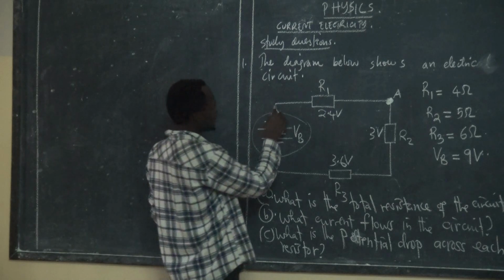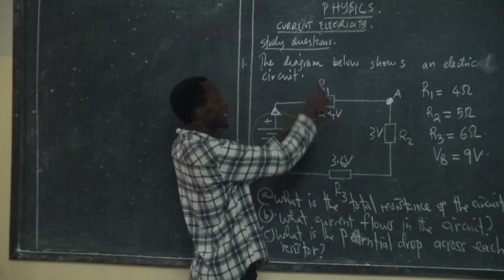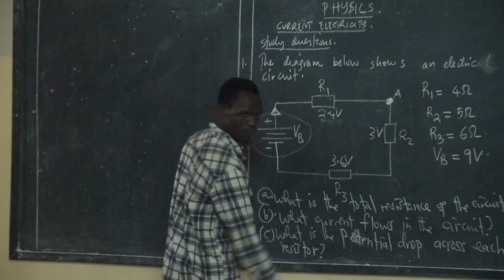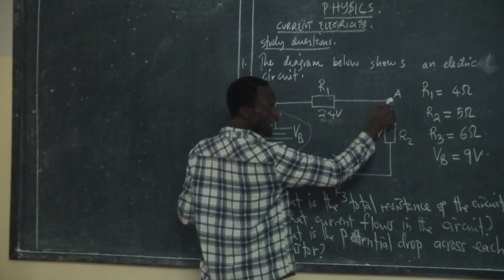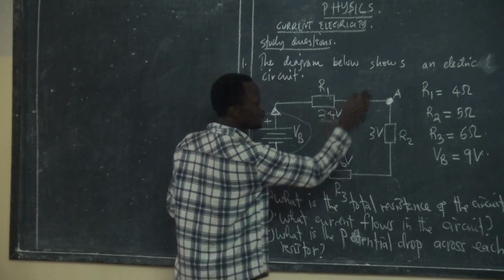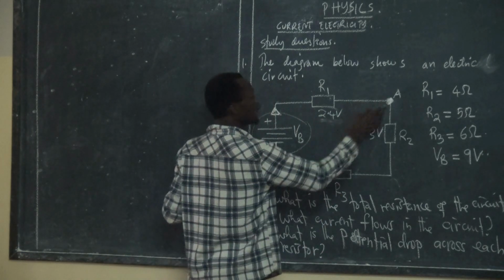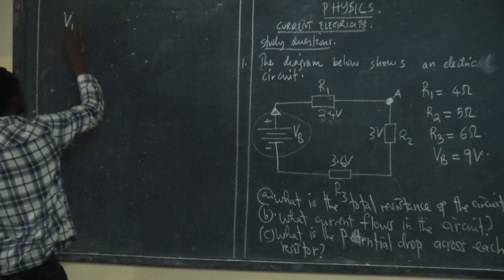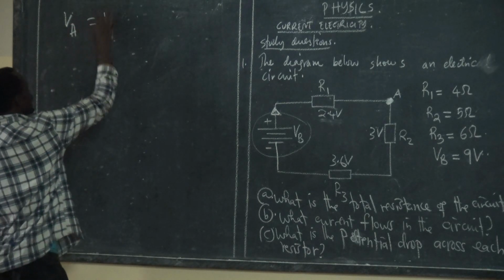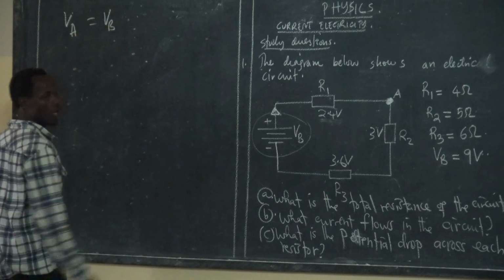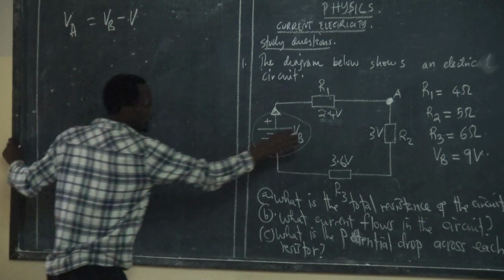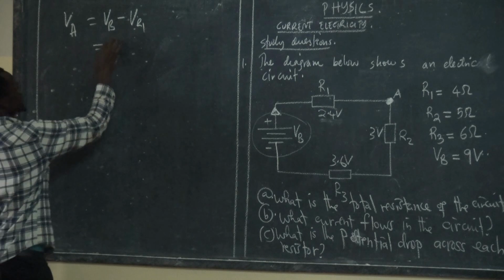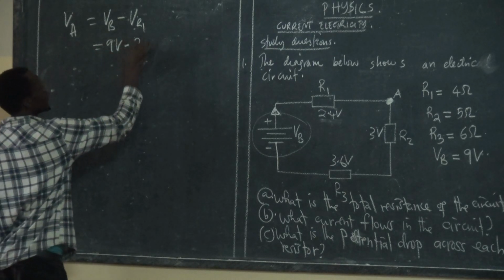Kwa maana yake anapopita kwenda hivi, akifika hapa ana drop hizi hapa. Maana yake zinatumika hizi hapa. Zinaondoka katika ile 9 volt. Now the potential difference at point A means these 2.4 have been used. Now we have left how many volts out of 9? And that's why potential difference at point A is equal to voltage across the battery minus voltage across R1, which now is 9 volts minus 2.4.